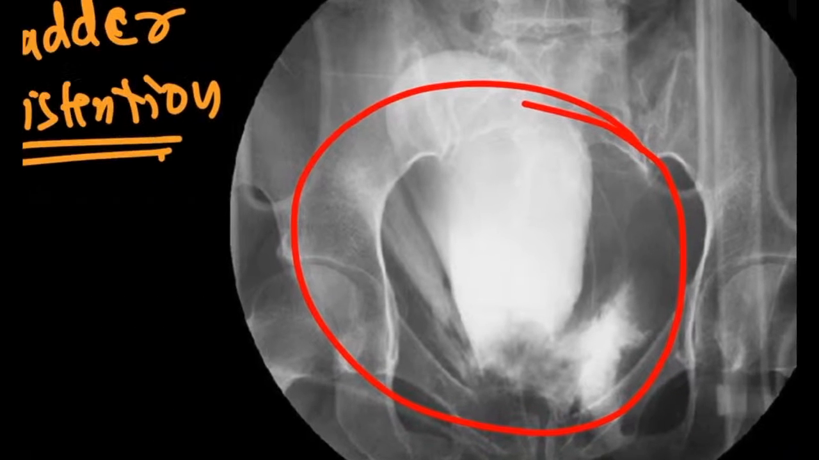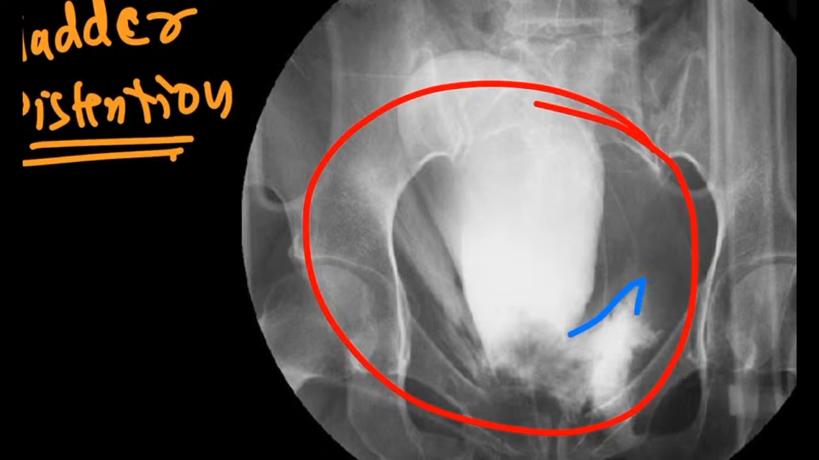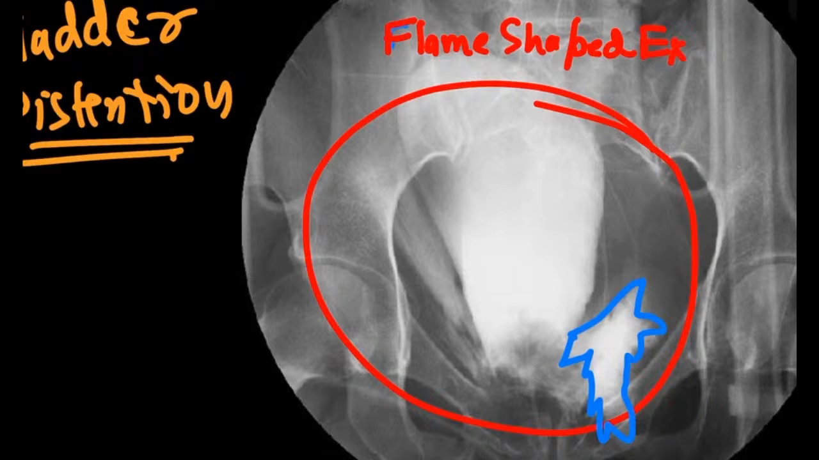Now just by this particular image, you can see that there is an extravasation of dye like this. This is what is called a flame shaped extravasation. What is it referred to as? It is referred to as a flame shaped extravasation of the dye.